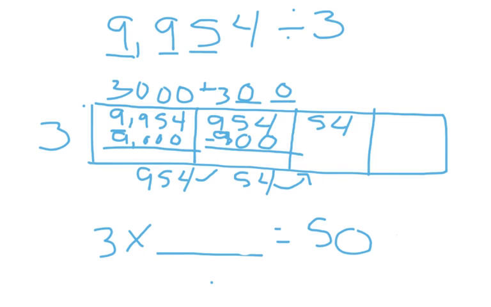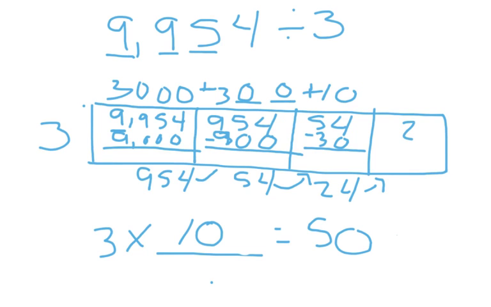That is going to be too big, so we're going to have to just multiply it by 10. That's as close as we can get to 50. So I'm going to multiply 3 times 10. That's going to get me 30, right? What do I have left? I have 24 left over.